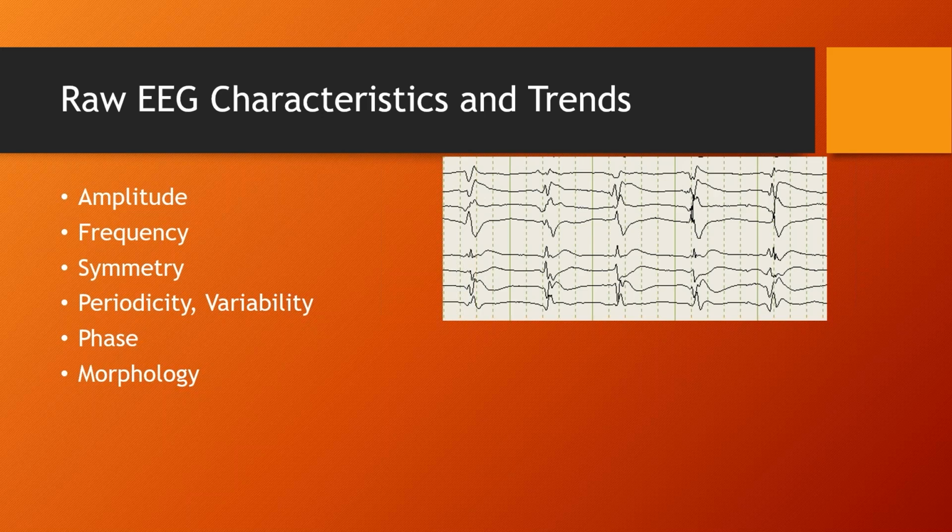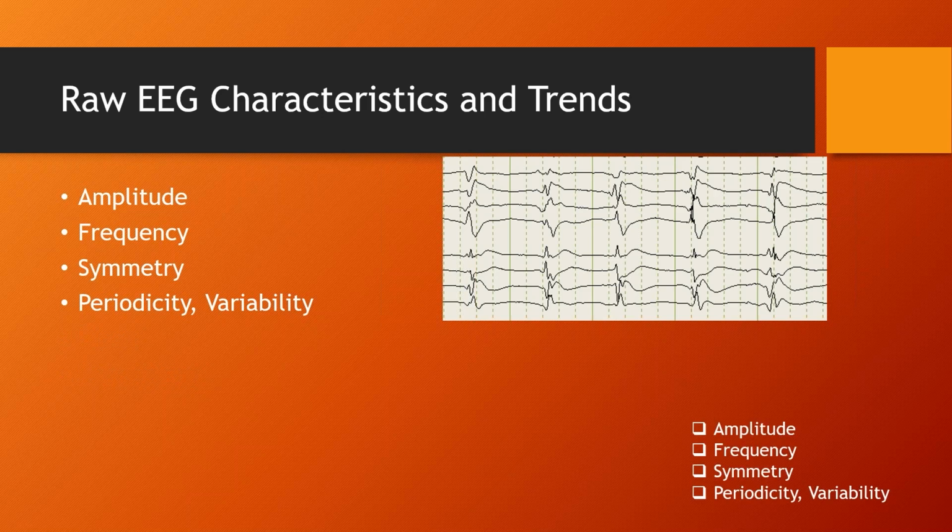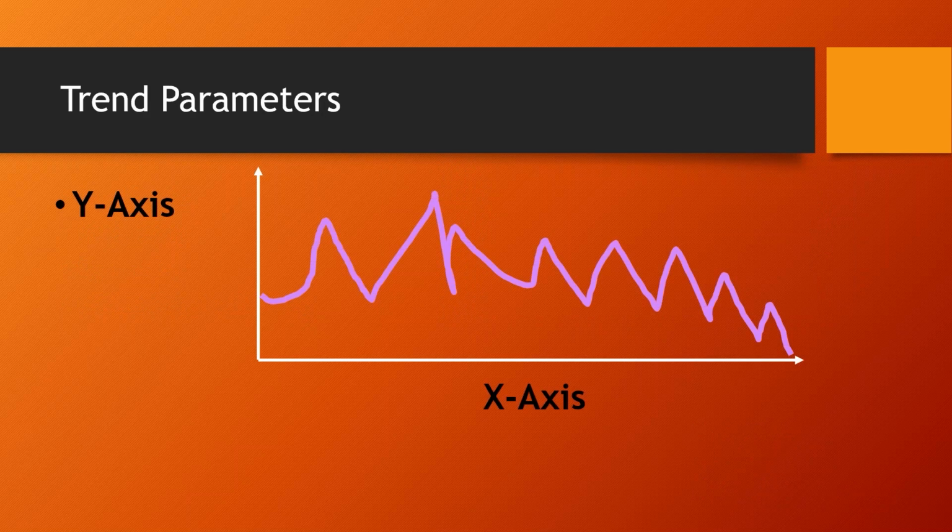And we can see most of that when we look at the trends, but we don't see really phase and morphology. And that's what I mean when I talk about we're not able to see the detail. So when we look at the trends, we can get a good representation of amplitude. In some trends, we get a good representation of frequency. If we lay them out correctly, we have symmetry, and we have an idea of the periodicity.